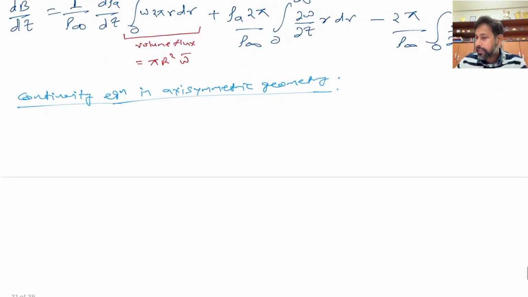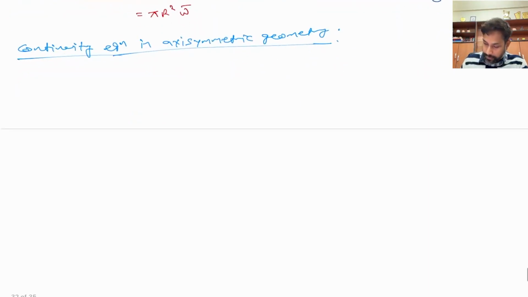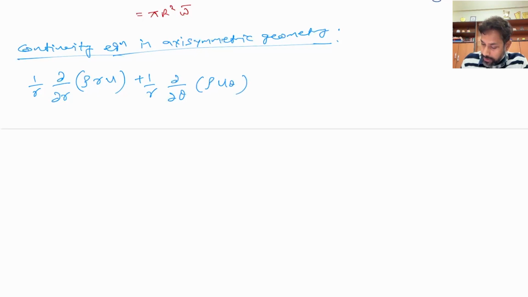And here we write the equation as 1 over r d by dr rho r u plus 1 over r d by d theta rho u theta plus d by dz rho w is equal to 0. Okay, so this is the continuity equation in axisymmetric geometry, right? In the differential form, right?